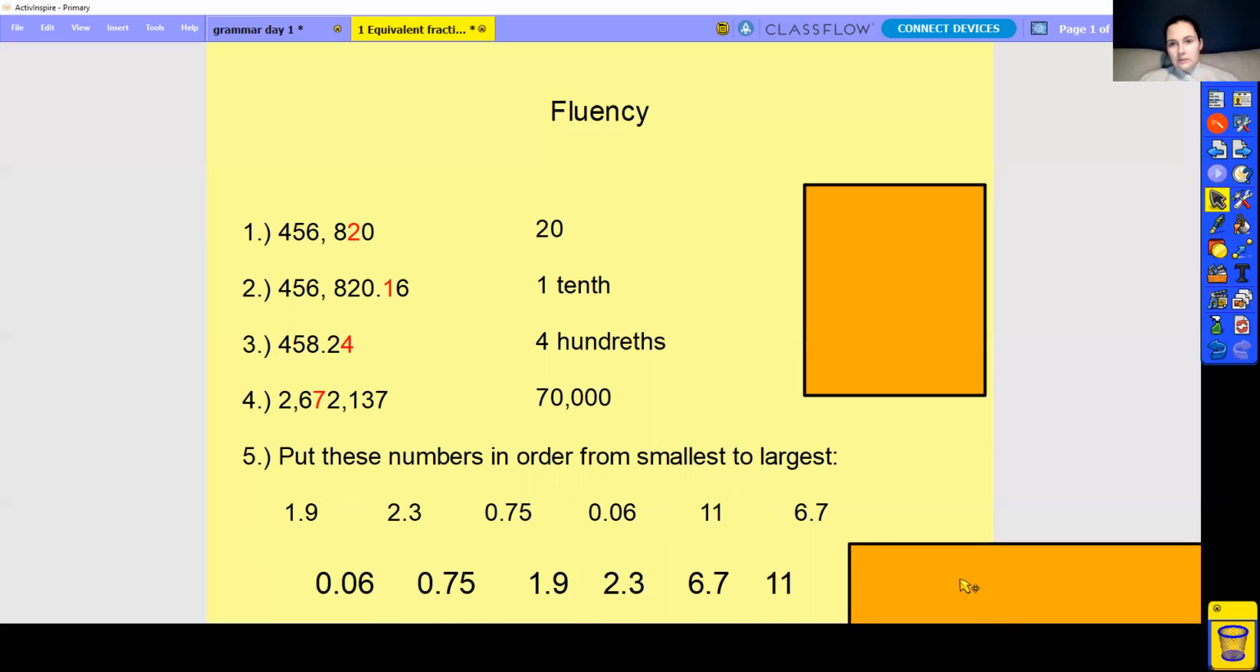Could you please mark all these questions and see how many you got right? Make sure you have written it all down because I would like to see a picture of your fluency so I can see how you're doing against your fluency targets. Thank you. Okay, let's move on now.